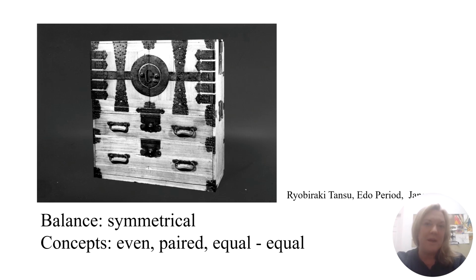This is an example of symmetrical balance in furniture creation. This is a traditional Japanese cabinet called a tansu, and this one particularly was built in the Edo period in Japan. Concepts associated with symmetrical balance include even, paired, equal, and I might also add expected.